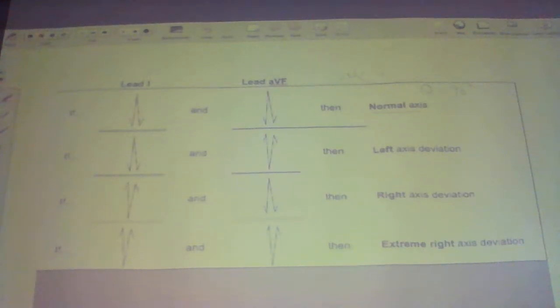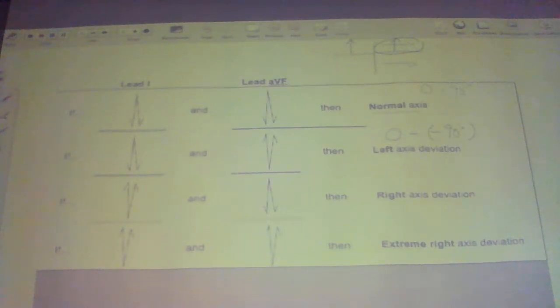So we're going to do the same thing. We'll draw ourselves a little quadrant here. Let's take a look at the next one. So here's our intersection of leads 1 and AVF. And in this case, we have a positive lead 1, which must mean that we're traveling in this direction somewhere. And here we have a negative lead AVF, which must mean that we're traveling in this direction also. Where they overlap is in this quadrant here, and this change is called left axis deviation, and this is somewhere between 0 and negative 90 degrees. This is called left axis deviation.